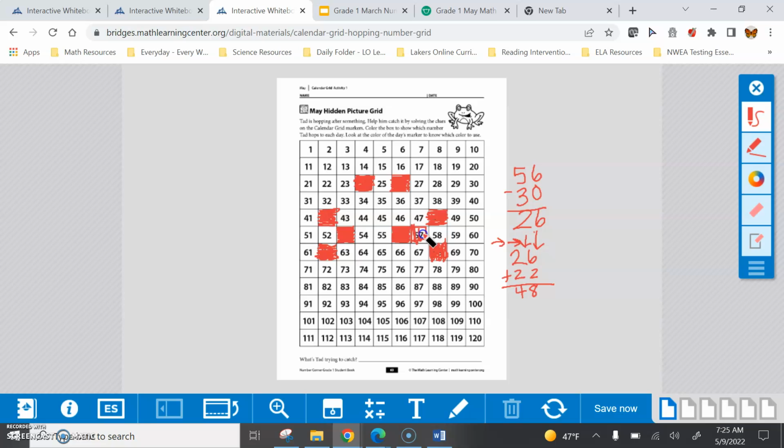57 is the number that he is on. So today our number is 57. Very good. I'll give you a moment to do that.